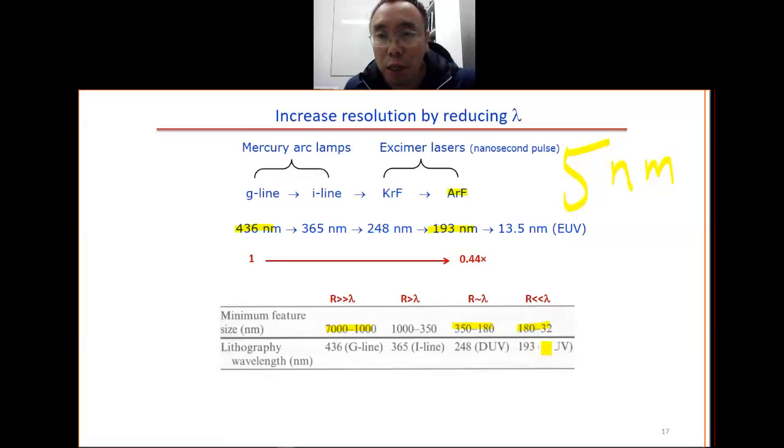So this is the topic of what we will cover in this slide. It's called resolution enhancement technique. By using the resolution enhancement technique, we can get really small feature sizes using a not so small wavelength. If we want to go further, we go to EUV lithography, which is 13.5 nanometer. Today, both of these are utilized for the manufacturing of IC chips, and they can both be used to make 5 nanometer feature size.